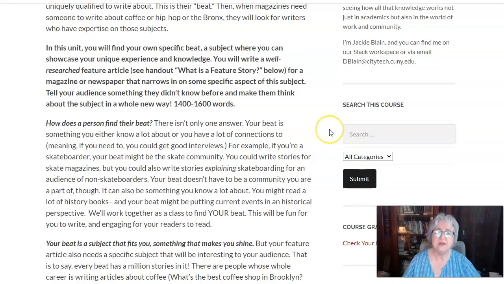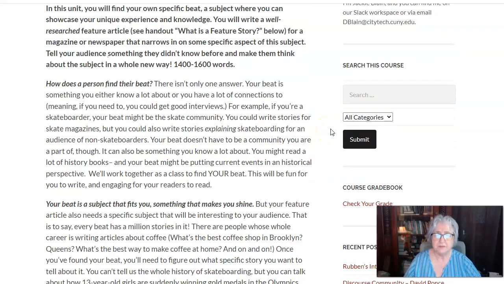So how do you find your beat? Again, it's something that you know something about. And you take that idea and run with it and find something interesting about it. Like there's this one about skateboarding. There's something a little bit farther down in this particular assignment sheet that talks about how it's not just about skateboarding, maybe. That's where you got your start.